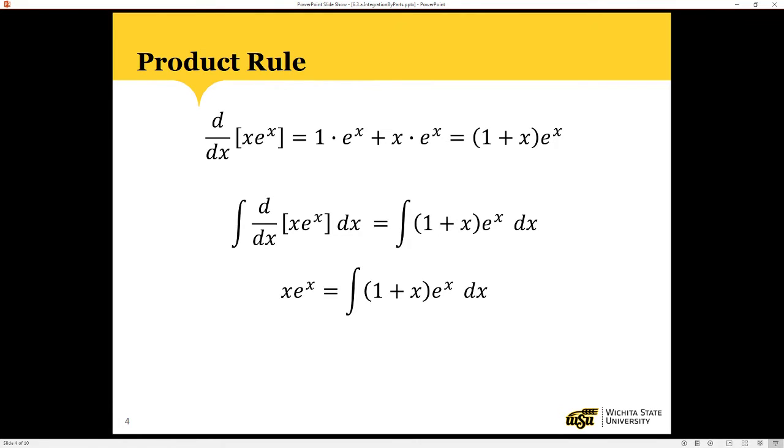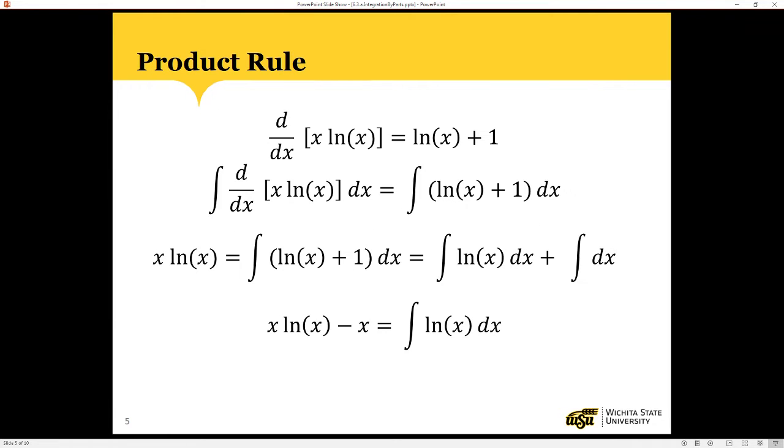So it would seem that if we can use the product rule to differentiate the product of two functions, then we ought to be able to use the product rule in reverse to integrate the product of two functions. Let's continue working in that vein.